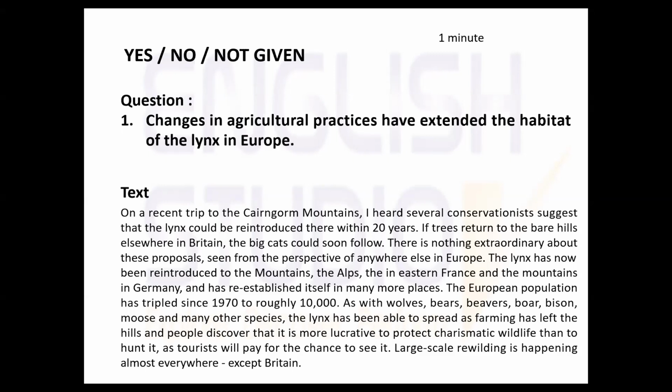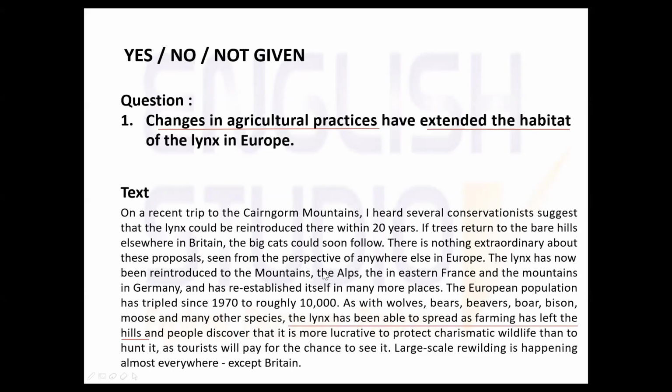Yes, you spot the correct keywords in the text, but your answer is true, pay attention to the question instruction. You have to answer yes, because here it is yes, no, or not given, okay? So your answer is correct. You also spot the correct answer in the text. Here are the keywords in the question: changes in agriculture practice extend the habitat of the lynx in Europe. All this paragraph talks about Europe, so we have to find agriculture practice having extended habitat.